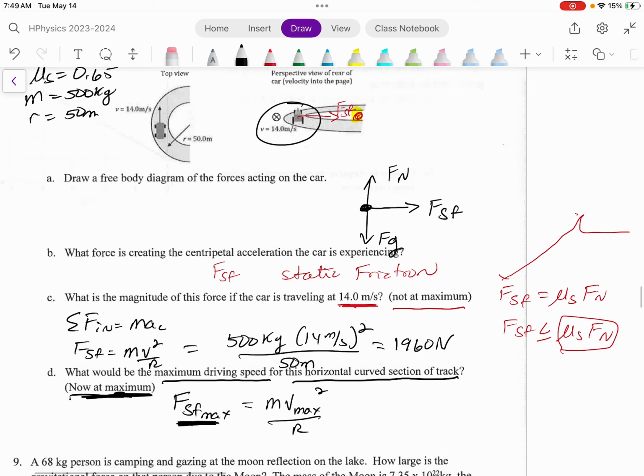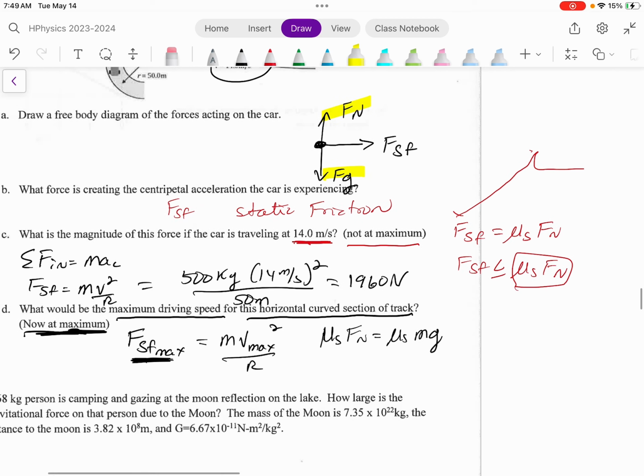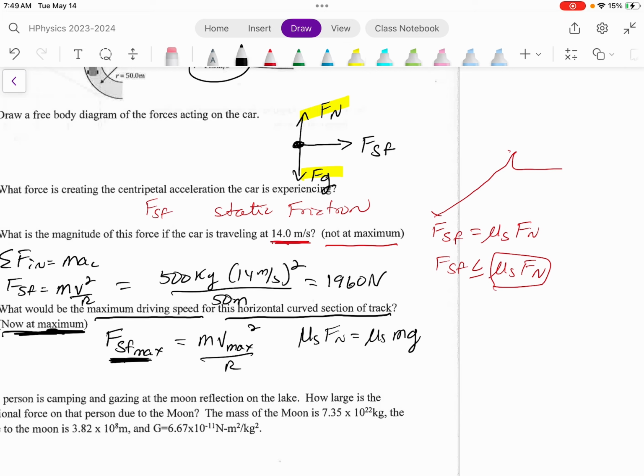So I have, let's see, that will be equal to mu sub s times force normal, which is mu sub s times mg. How do we know that force normal is mg? Because the two y values have to equal each other. Forces have to cancel each other out. And that is equal to m v max squared over r.